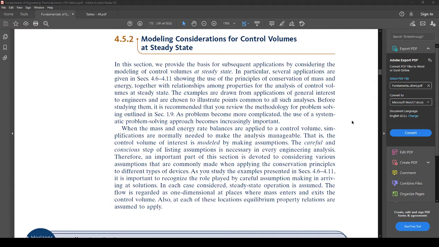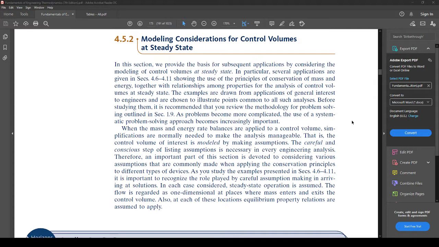So we have to make assumptions that reduce the equation down to something more manageable with the information that we have. It says the careful and conscious step of listing assumptions is necessary in every engineering analysis. Therefore, an important part of this section is devoted to considering various assumptions that are commonly made when applying the conservation principles to different types of devices. As you study examples presented in the next sections, it is important to recognize the role played by careful assumption making in arriving at solutions.